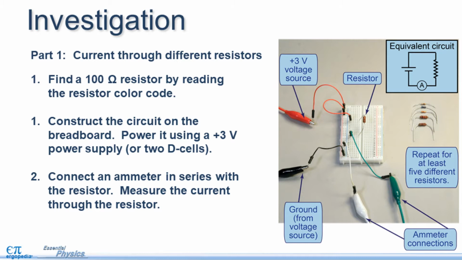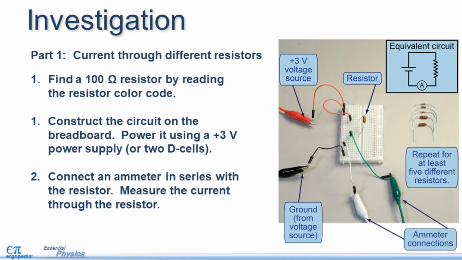So let's go through this investigation. For part 1, the current through different resistors. For part 1, number 1, find a 100 ohm resistor by reading the resistor color code. Construct the circuit on the breadboard. Power it using a plus 3 volt power supply or 2 D-cell batteries.